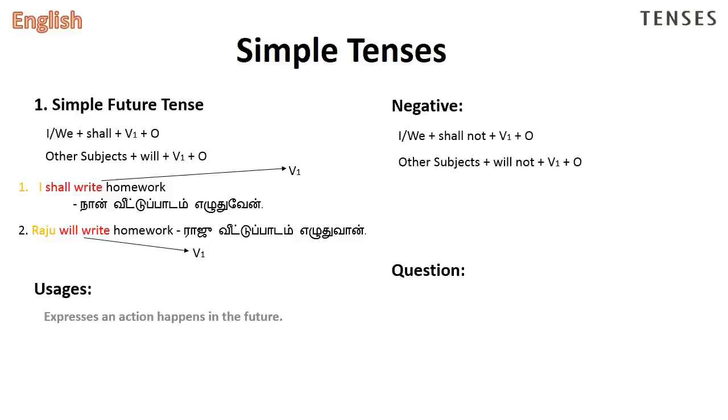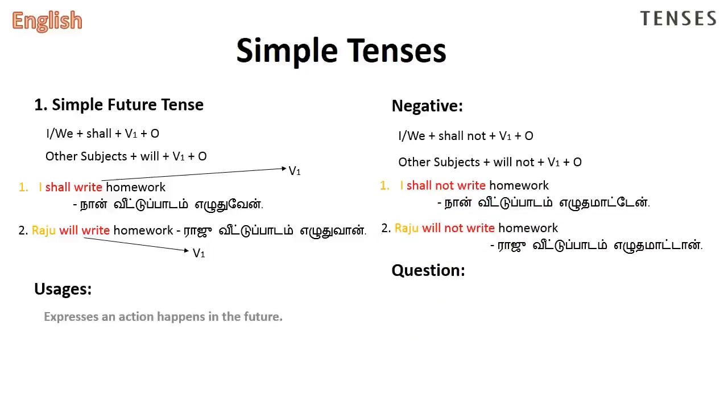And we saw the negative. Yes, what did we do in the negative? Let's see. With shall and will we have added not. That's it. No extra things. See, I shall not write homework. நான் வீட்டு பாடம் எழுத மாட்டேன். ராஜு will not write homework. ராஜு வீட்டு பாடம் எழுத மாட்டான்.